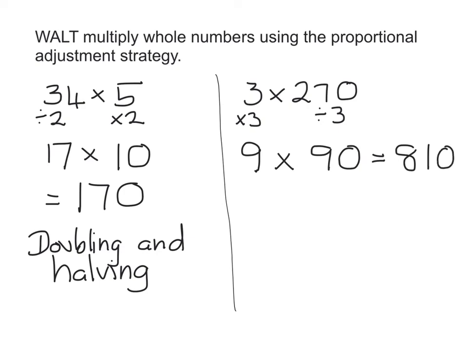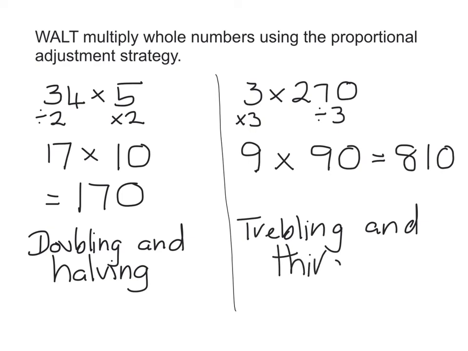So once again I've turned what could perhaps be a more difficult problem into a simpler one for me to solve by using, in this case, trebling and thirding. In other words, I've multiplied one of my numbers by 3 and I've divided the other by 3. So that's another version of using the proportional adjustment strategy.